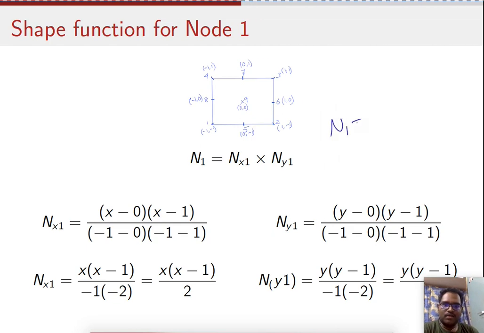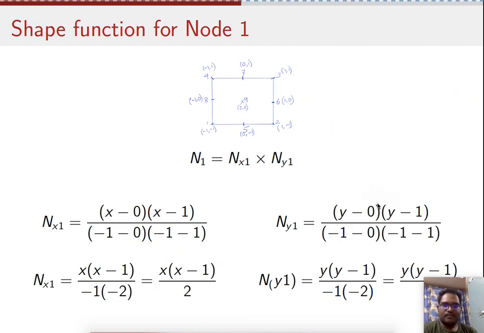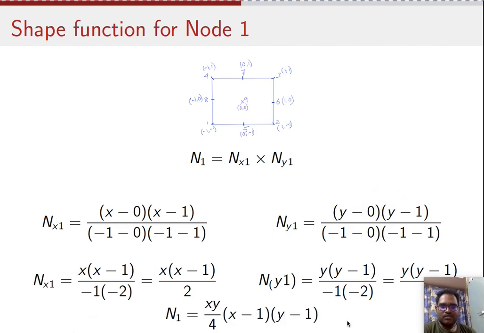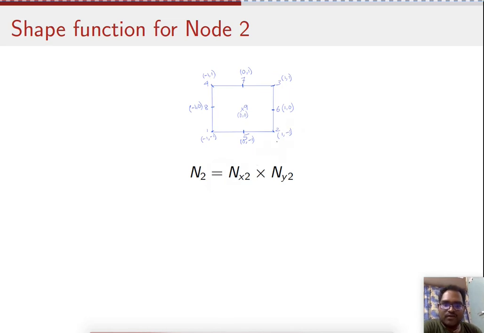So n1 is equal to x by 4 into 2 into x minus 1 into y minus 1. Basically what you're doing is multiplying this particular value and the ny1 over here. As I told you, this is the value that you'll get for the shape function of the first node. Similarly, you can also get the other shape functions. We'll again start with the second one, which is easy for us. So again, we are going to consider the second node over here.